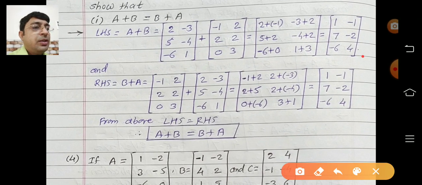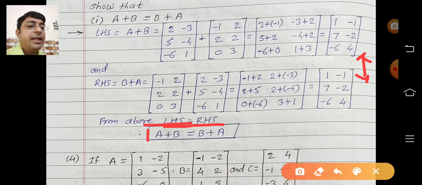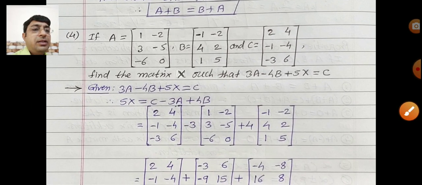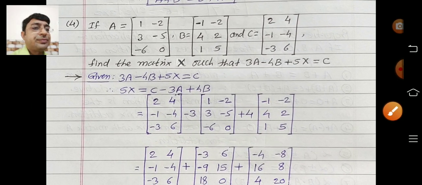I will show. Compare these two matrices. Check there. From this left hand and right hand side, what we are getting? LHS equal to RHS, and that's why A plus B is equal to B plus A. That is verified. Next question we solve here.